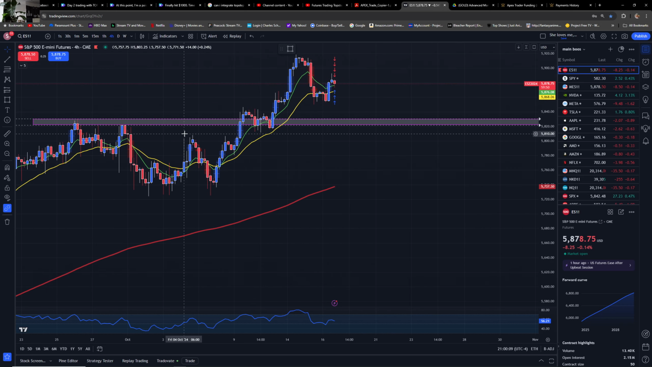And how do we know it's a demand zone? Well, it was acting as resistance right here. It's acting as support on this end. We do wick it out. We do come beneath it. It's going to happen. But for the most part, we hold up.